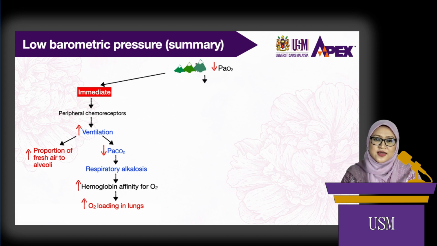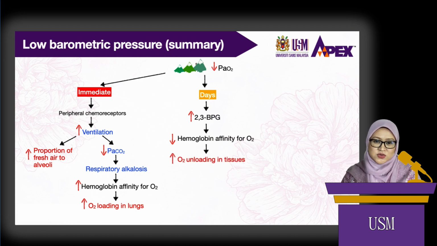Within a few days, there is increased production of 2,3-BPG by the red blood cells, which will shift the oxygen hemoglobin curve to the right and reduce hemoglobin affinity for oxygen, thus increasing oxygen unloading to the tissues.